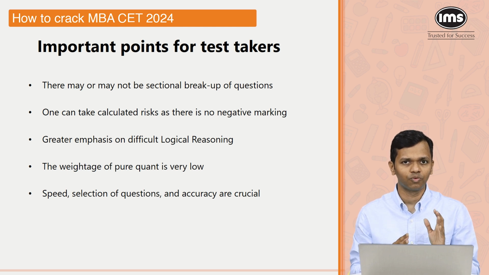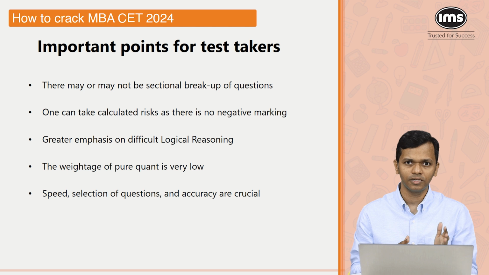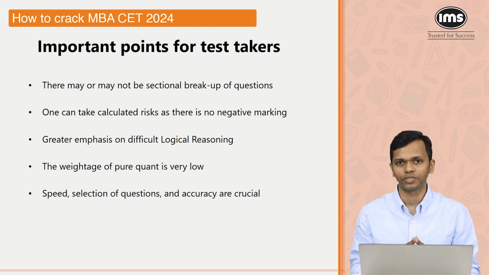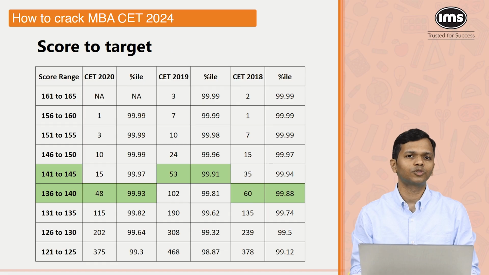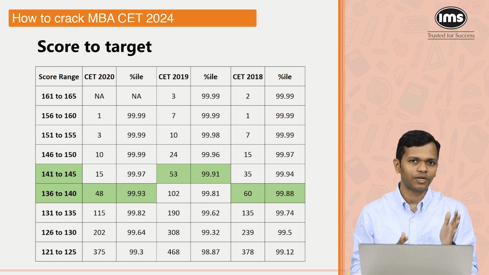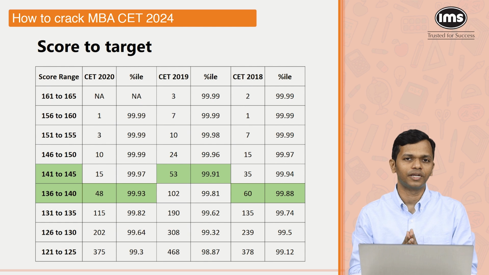And that is why you have to work on 3 things: speed, selection of questions, and the accuracy. Now let's talk about scores to target. So what I have done is I have looked at CET 2020, 2019 and 2018.